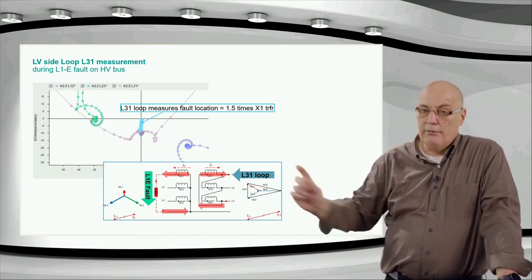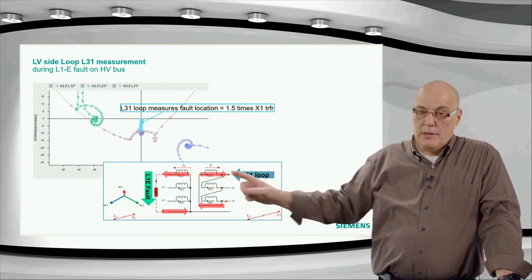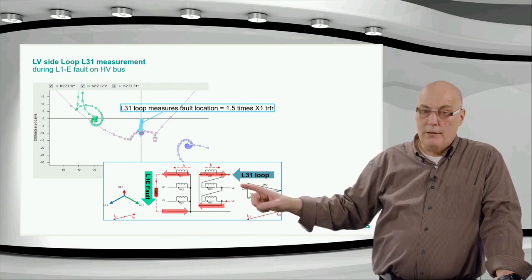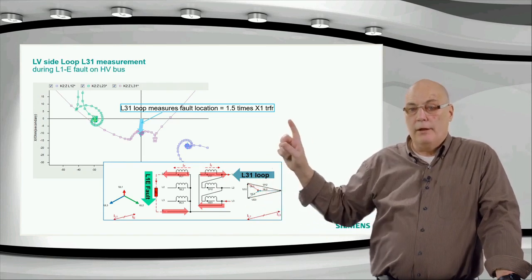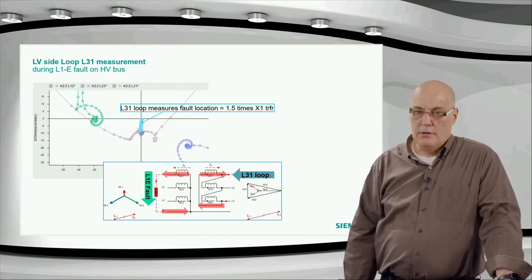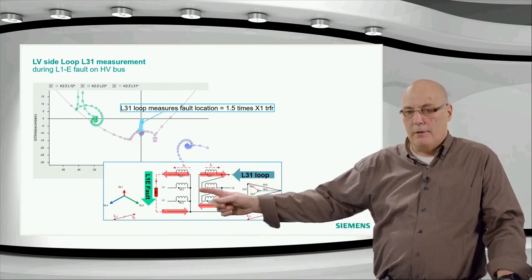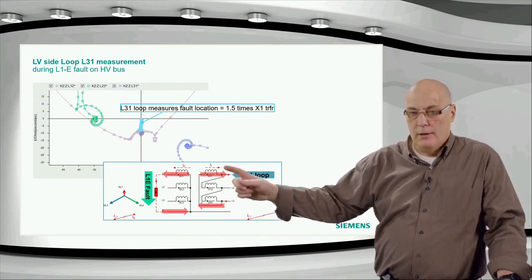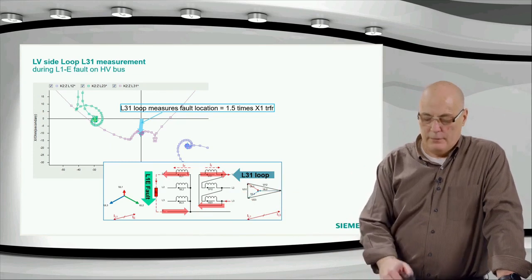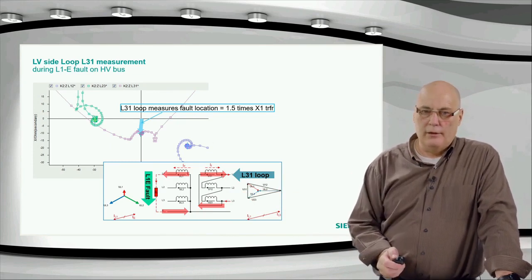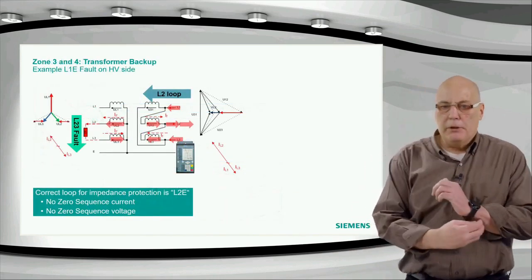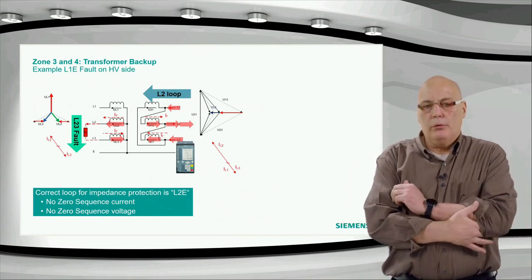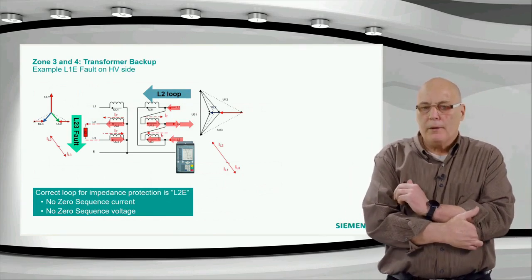The single phase fault on the star side is measured at 1.5 times the transformer reactance on the LV side. This is what you know, because there's some current disappearing into the zero sequence circulation here. That's the typical condition you will have. Nothing special there, but now we go on to the problem condition.